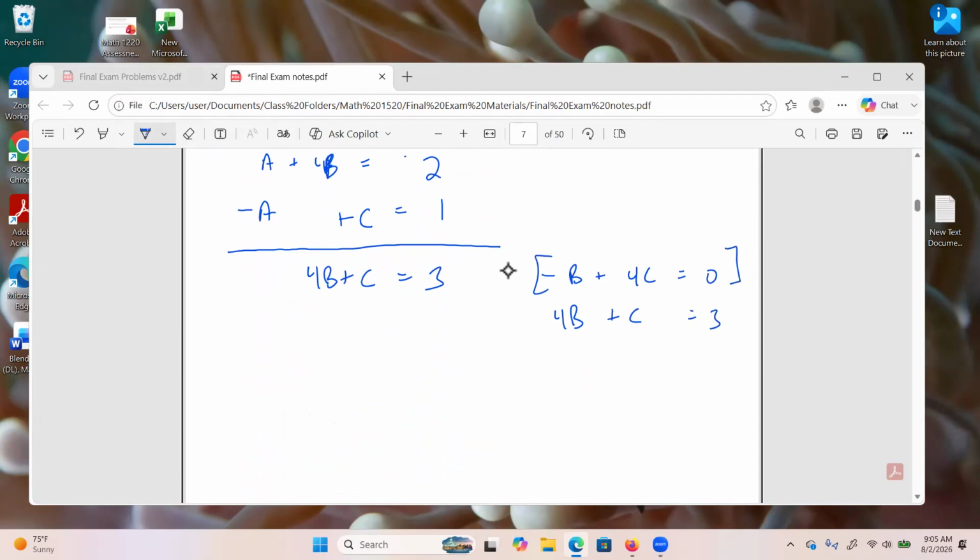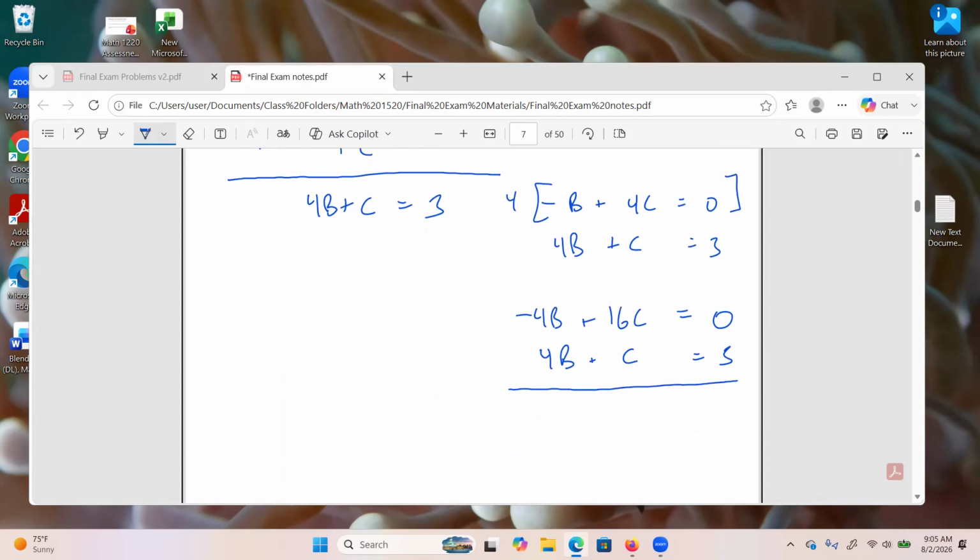What I'm going to do is multiply this top equation by 4. So I have negative 4B plus 16C is equal to 4 times 0, which is 0. And 4B plus C is equal to 3. I'm just going to add these two together. The B's cancel. That was the point. So we've got 17C is equal to 3, or C is equal to 3/17.